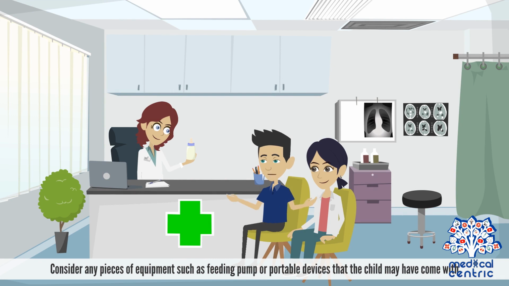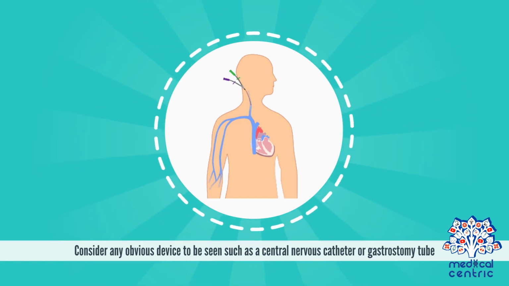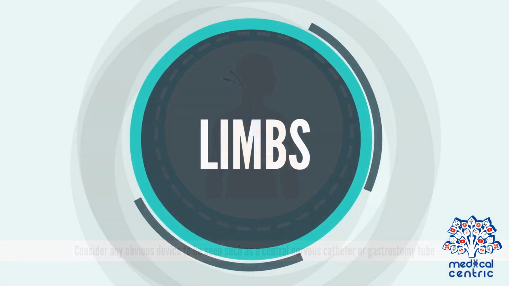Consider any pieces of equipment such as a feeding pump or portable devices that the child may have come with. Consider any obvious device to be seen, such as a central venous catheter or gastrostomy tube.